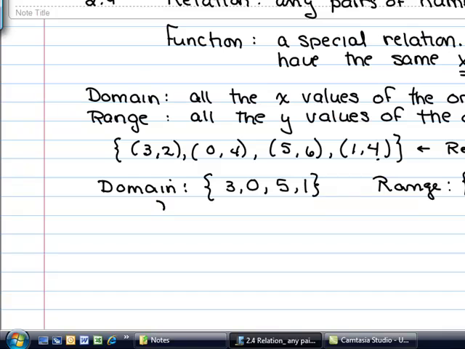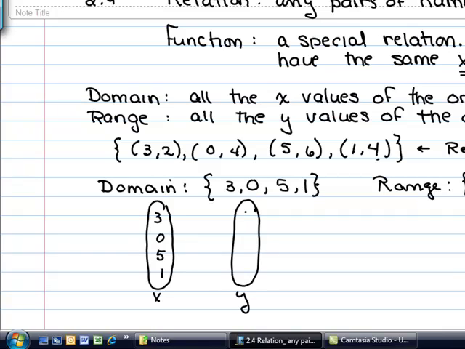Another way that you could write up this relation or function is to show it in a more graphic nature, and that is you can list out the domain values in one set and the range values in another set, and then show the mapping between those numbers. So for example, 3 maps into the number 2, 0 maps into the number 4, 5 into 6, and then 1 into 4. And again, from the mapping you can see that you don't have an x value being used twice. So again, it's a function.